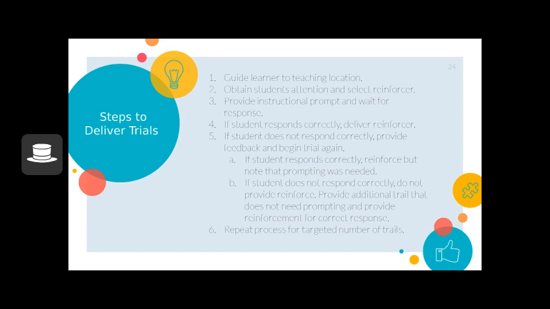If the student responds correctly, you want to make sure that you provide the reinforcer and note what prompting is needed. If the student does not respond correctly, you want to provide an additional prompt with the support that is needed for the student to get the correct answer. So this could be additional prompting. And then finally, you want to repeat this process for the targeted number of trials for that skill.